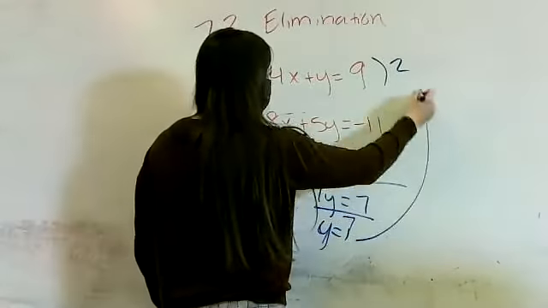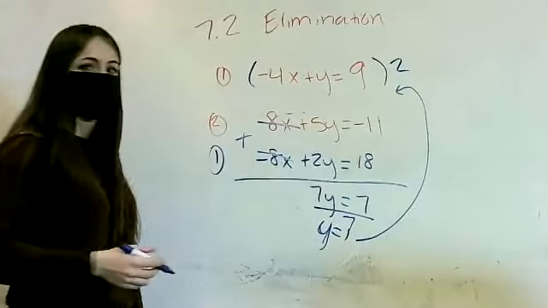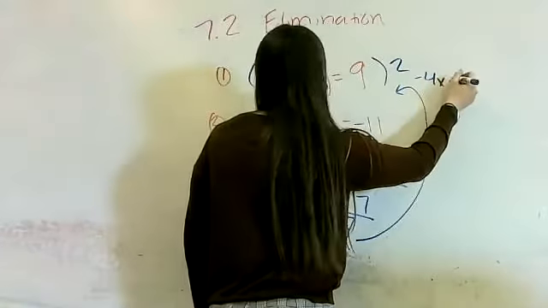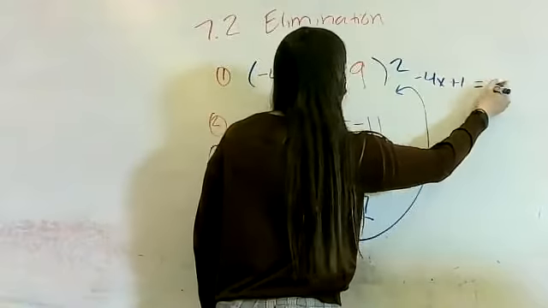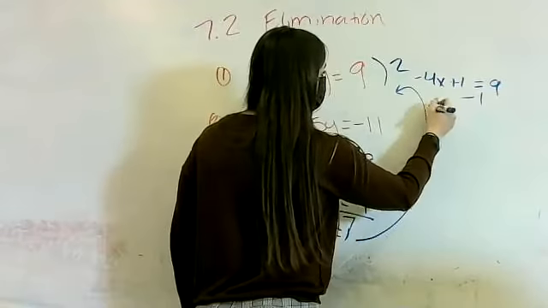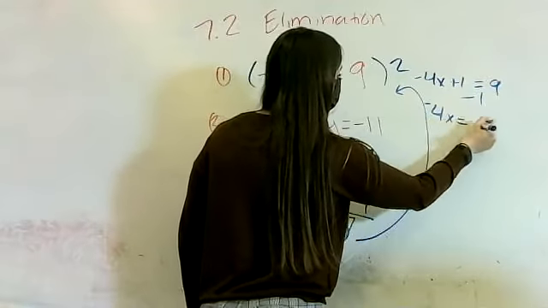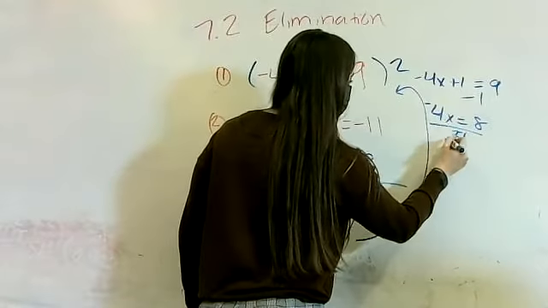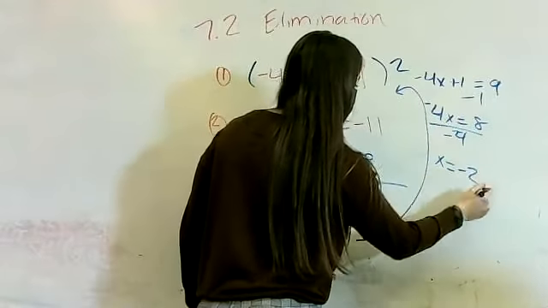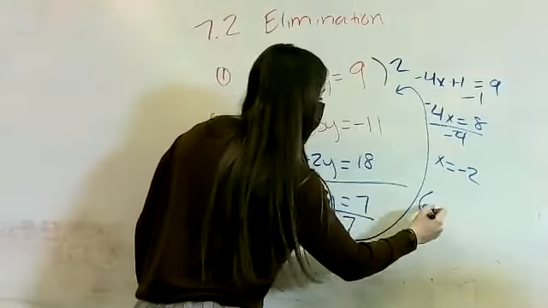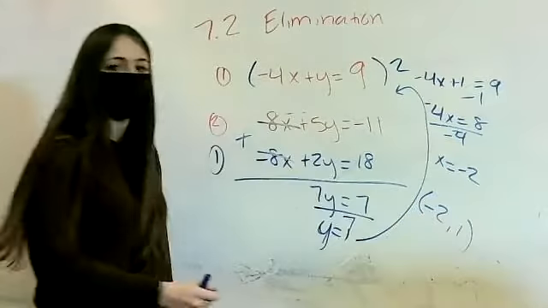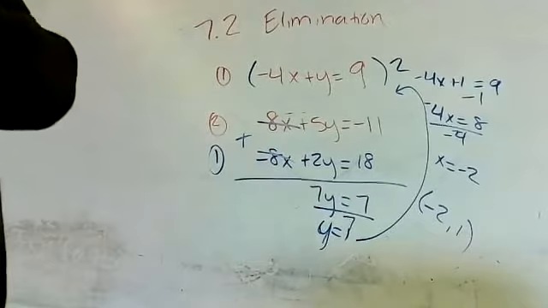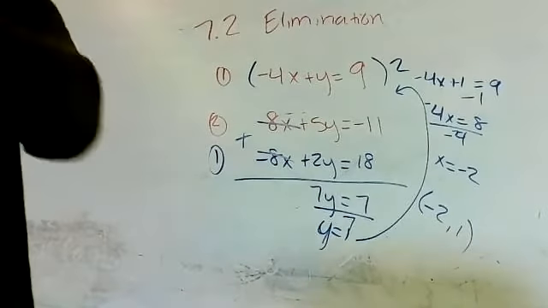I'm going to go back up to the first one. So this would be negative 4x plus 1 equals 9. Subtract 1 to get negative 4x equals 8. Divide by negative 4, x equals negative 2. So this coordinate pair would be negative 2, 1. All right. Still not that bad, right? Not the worst thing ever.